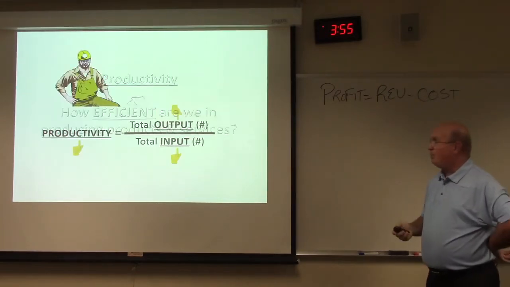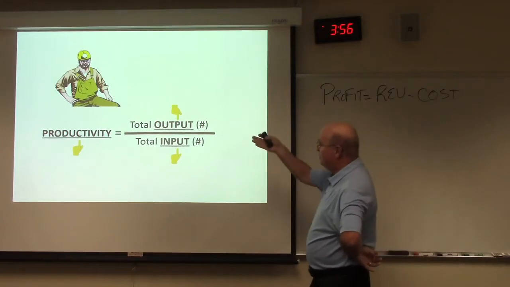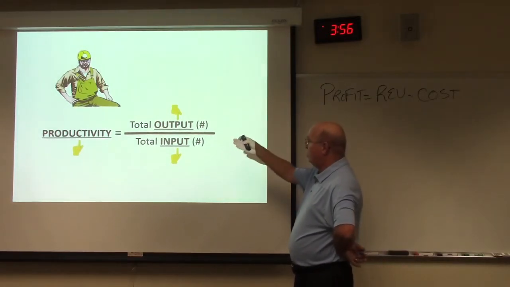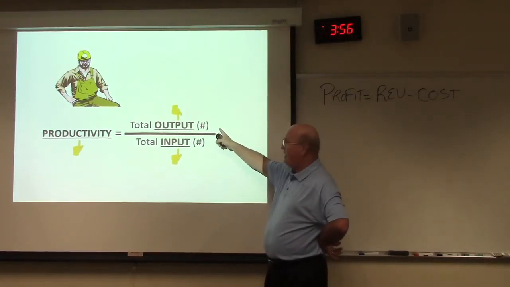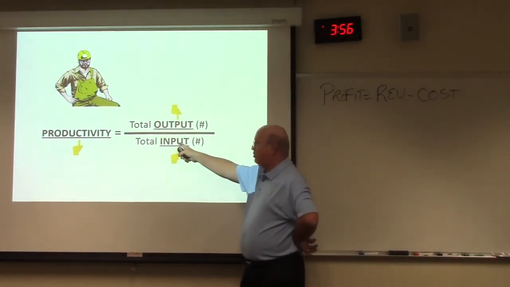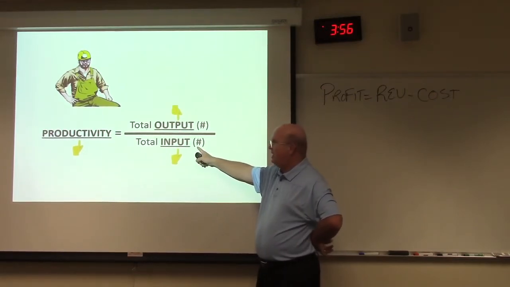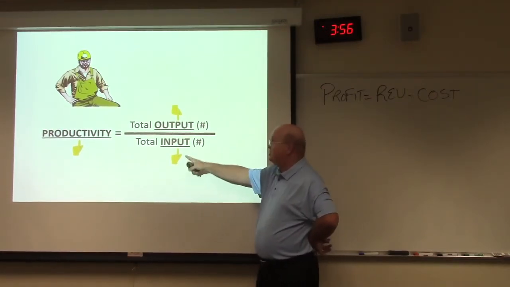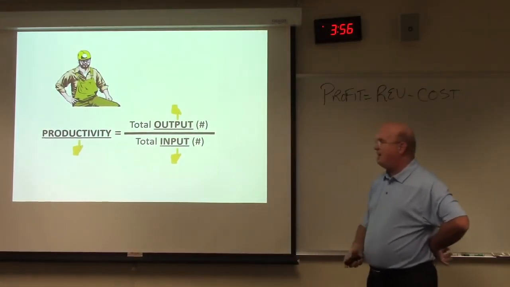Right? That's what we're looking for: efficiency. And we measure it in two different ways. The first one is productivity, which equals total output number, in other words, how much we actually outputted, how much we made, divided by total input number, how many people, machines, that kind of stuff it took us to produce that amount of stuff. So it's one over the other, and it's specifically a number.